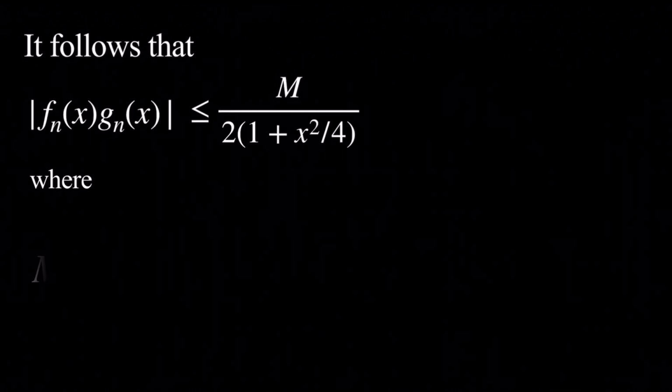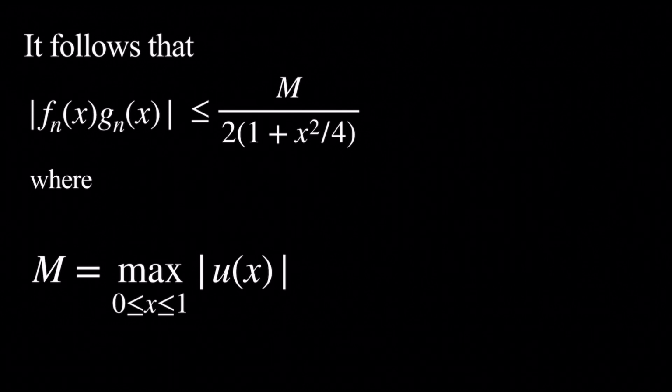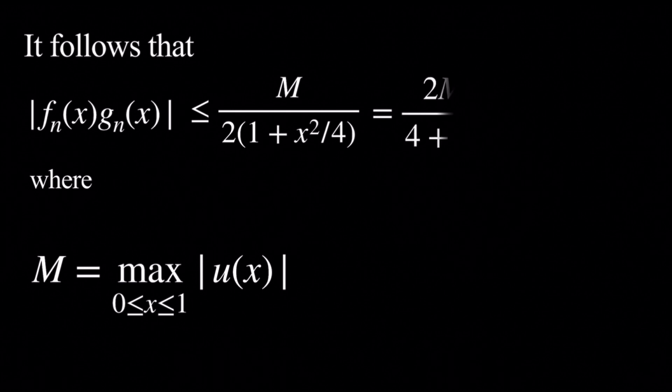the absolute value of f_n(x) times g_n(x) is actually less than or equal to M divided by 2 times (1 + x^2/4), where M is simply the maximum of the absolute value of u for x between 0 and 1. And of course, we can simplify this as 2M divided by 4 + x^2. And we clearly see that this function is integrable from negative infinity to infinity. We're going to get some arctangents.